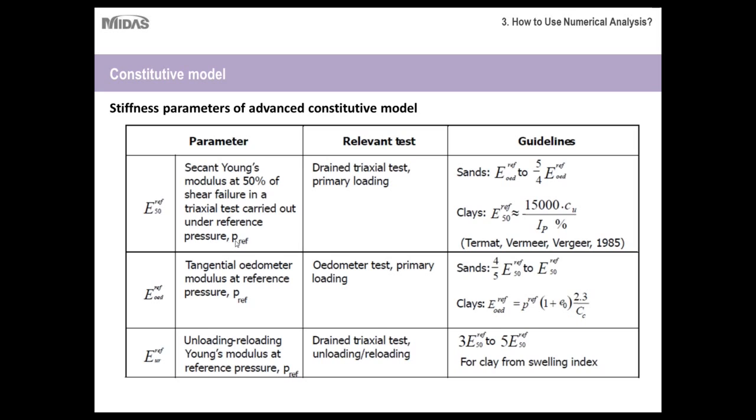The Mohr-Coulomb model in itself largely uses E50 as the modulus of elasticity. Then there is EOED, which is the tangent oedometer modulus at reference pressure. For this we have to perform an oedometer test, primary loading. And then we have EUR, which is the unloading and reloading Young's modulus, again at reference pressure. There are different guidelines when you're dealing with different soil types. You should use different types of Young's modulus. These are all the parameters that you have to throw in for advanced constitutive material models. If you're dealing with Mohr-Coulomb alone, then largely you would be using E50.